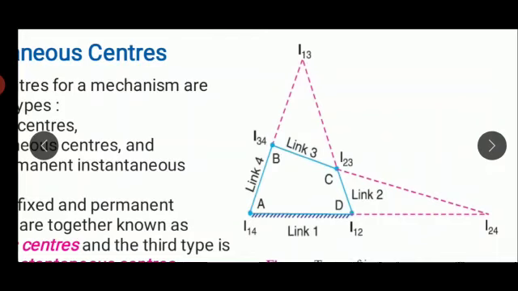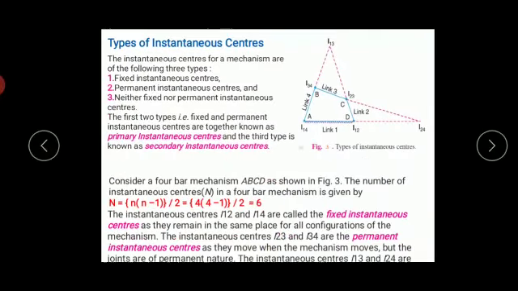Now the remaining 2 instantaneous centers, I24 and I13, are neither fixed nor permanent, and they keep on changing depending upon the motion given to the mechanism. So we have 6 instantaneous centers here: I12, I23, I34, I14, I24 and I13. As we saw in the previous slide, since we have 4 links, the number of instantaneous centers is N equal to n(n minus 1) divided by 2, which is equal to 6.